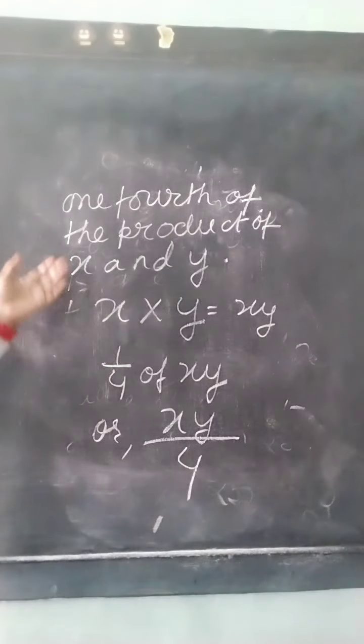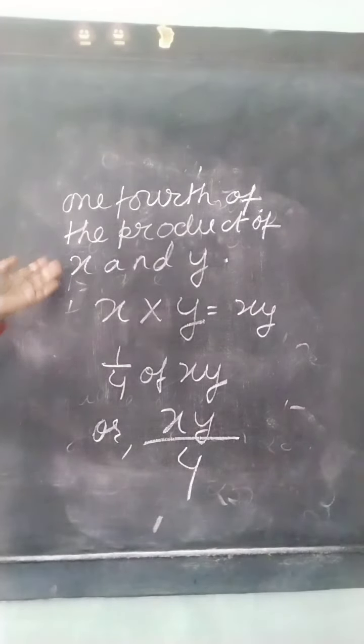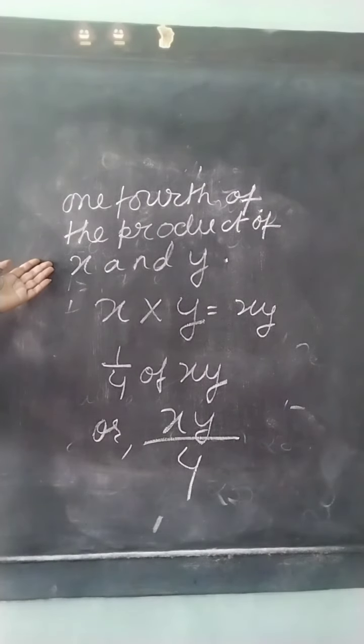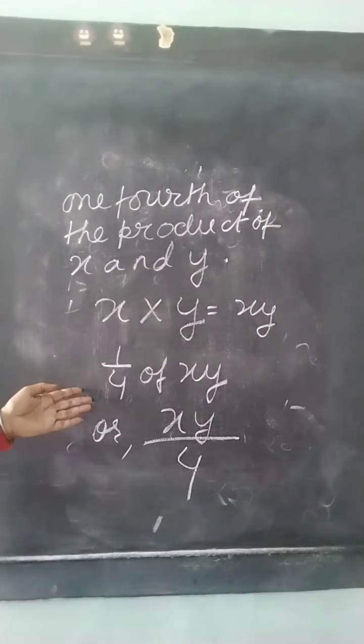Simply words will be given to you. You have to express in alphabetic symbols using the algebraic variables. In this way words will be given to you and you have to express through algebraic variables using alphabetic symbols. Again I'll do a sum.